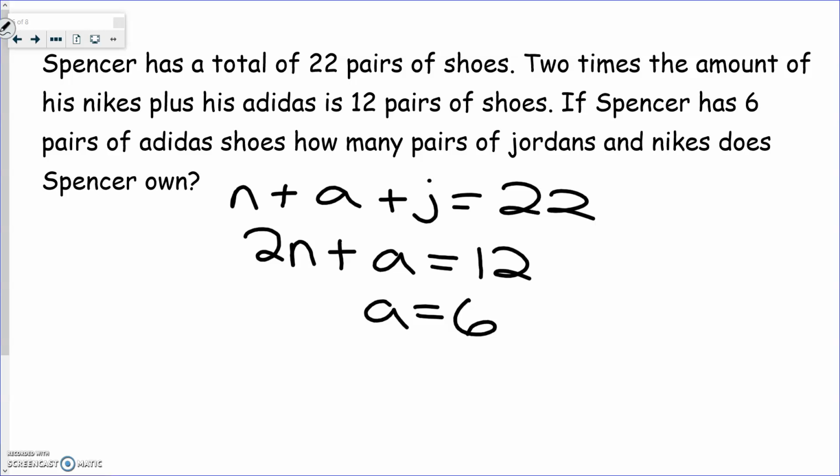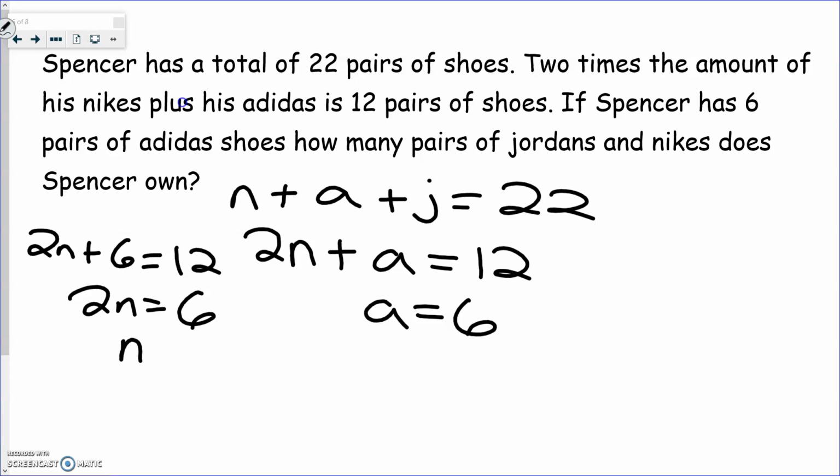Now it's just exactly what you've been doing. Substitute that A in. Figure out his Nikes and figure out his Jordans. I already know how many Adidas he has. So if I go to figure out his Nikes, I'm going to plug in 6 for the A in my second equation. Okay, so I end up with 2 times his Nikes is equal to 6 pairs of shoes. Therefore, he has 3 pairs of Nikes.